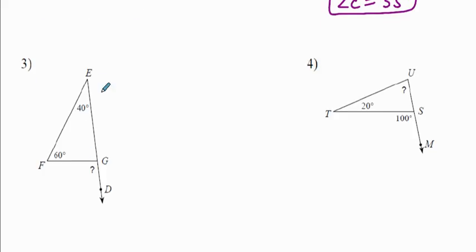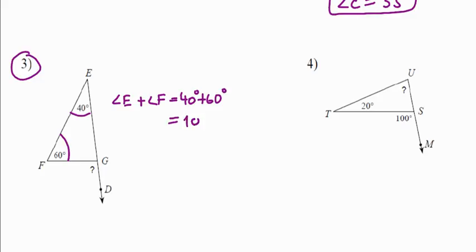So another triangle, example 3. This is a pretty straightforward one because we have the two internal angles. Sorry, two internal angles. So we have angle E and angle F. If we add them, we get our external angle. So in this case, we have 40 plus 60, and we will get 100 degrees. And that is this external angle here.